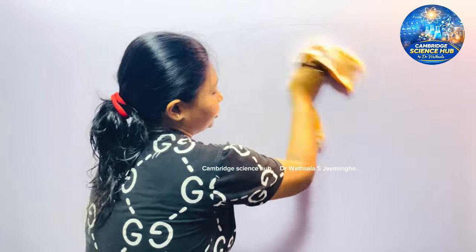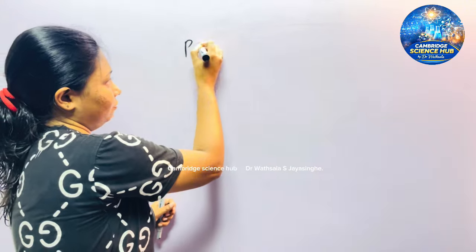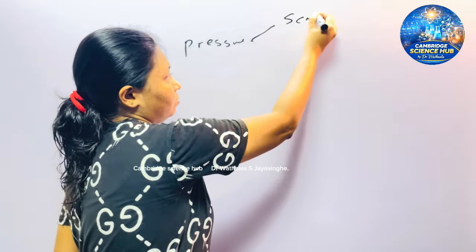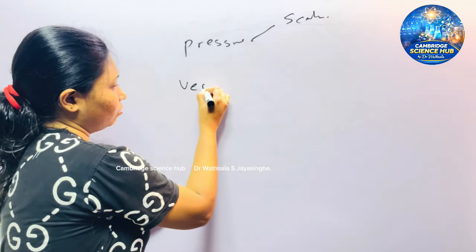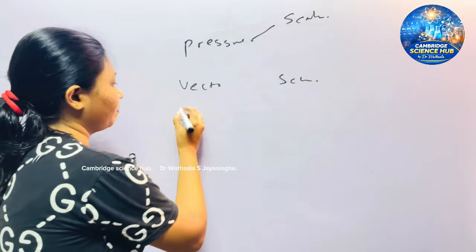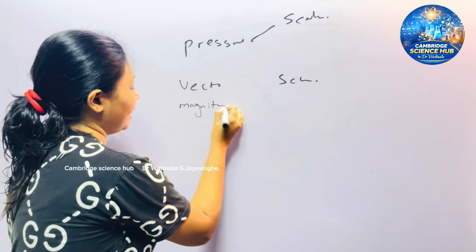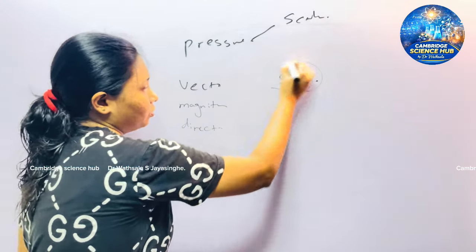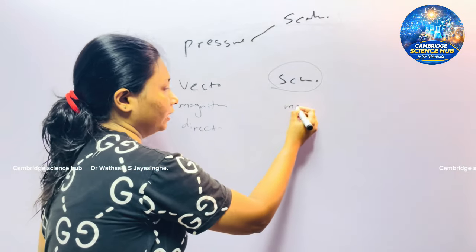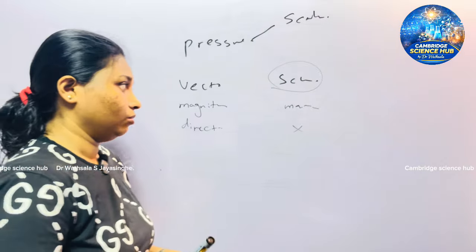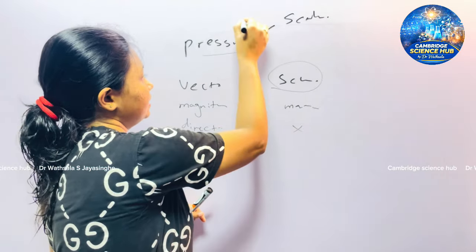And what do you think? Is pressure a vector quantity or scalar quantity? Pressure is actually a scalar quantity. Why is it a scalar quantity? What is the difference between a vector quantity and a scalar quantity? A vector quantity has a magnitude and a proper direction. Scalar quantities have magnitude only. They don't have a proper direction. The directions may change with time. So keep in mind, pressure is a scalar quantity.